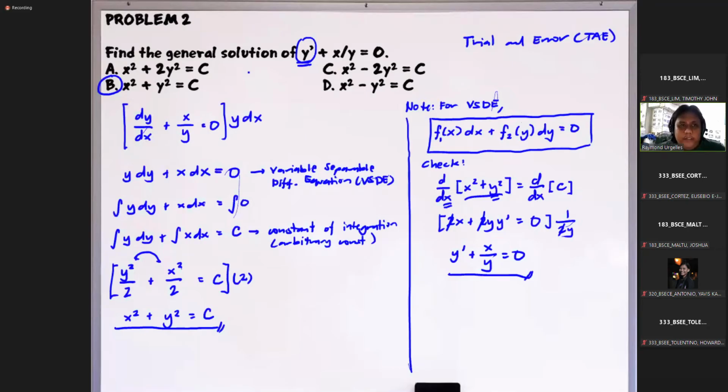And again, gaya nung sa differential calculus natin last time, merong chances na magpareho yung nasa choices. Ulitin na naman natin yung TAE, diba? Minsan sayang lang yung oras. So I try to solve first. Pag hindi nyo talaga kayang i-solve, saka lang kayo mag-TAE. Okay? Any questions? So, let's try another problem.